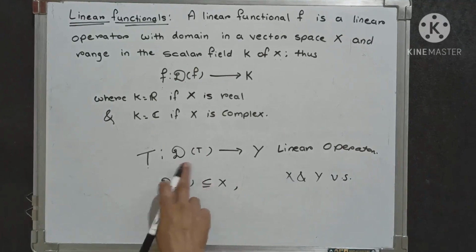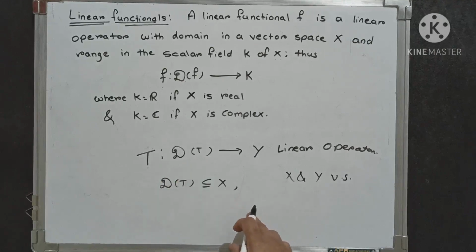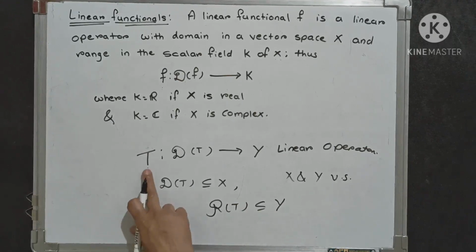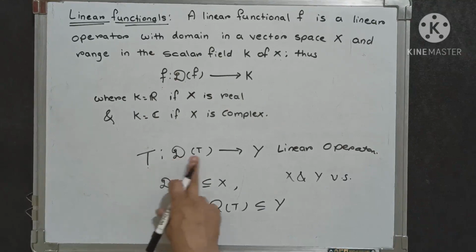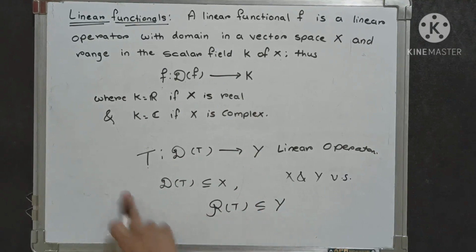That means here this domain is actually a vector space, and next we prove in the theorem that the range, that is script R of T, which is a subset of Y, is also a vector space. This is about the linear operator. That means T is a linear operator. It means that the domain is a vector space and the range, script R of T, lies in a vector space. This is the condition for the linear operator.